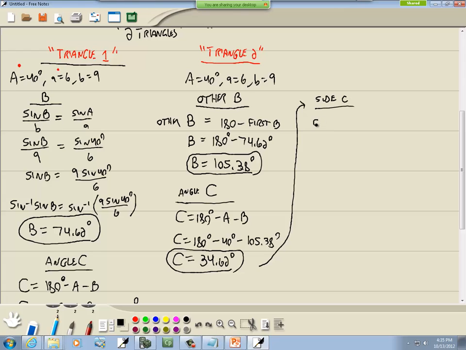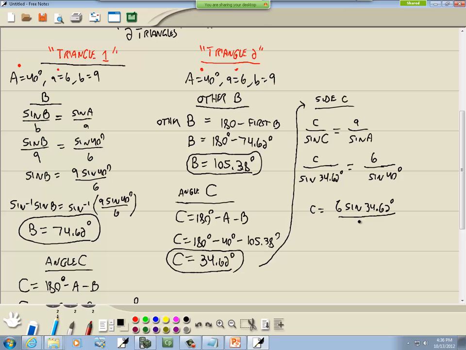So side C. We've got C over sine C, and we want to go with the two we know. We still know the A's, don't we? That hasn't changed. For the law of sines, those are our two knowns, and they're not approximations, so they're the best ones to go with. So we've got A over sine A. C over sine 34.62 is equal to 6 over sine of 40 degrees. Now multiply both sides by sine 34.62, and we get C is equal to 6 times sine 34.62 degrees over sine of 40 degrees.